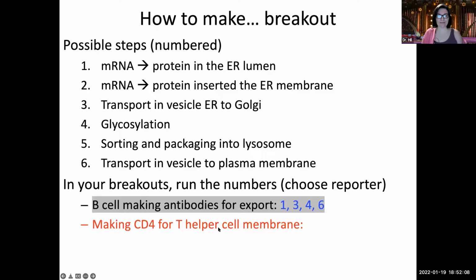So what is it? A T helper cell has a protein called CD4 in the membrane. Think about how you would get it there using these steps. Which of these steps, in what order? Not all of them are required. So which steps in what order? Think about that. If you get an answer early, you can put it into the chat whenever you want, but we will come back in 10 minutes and recap.